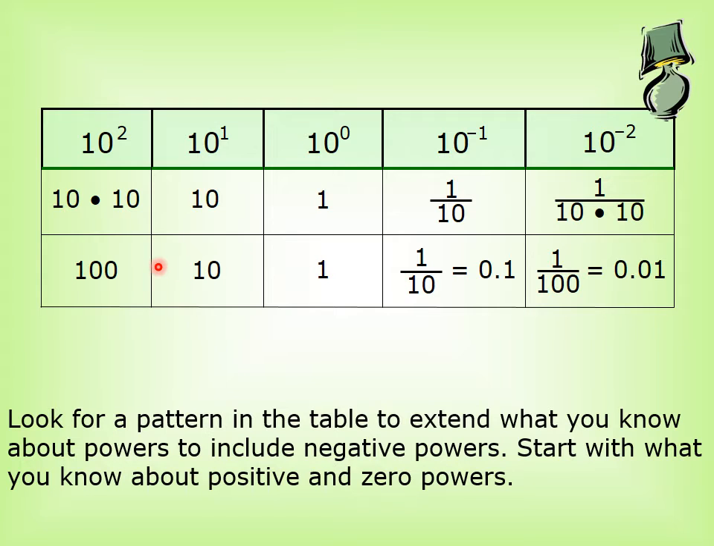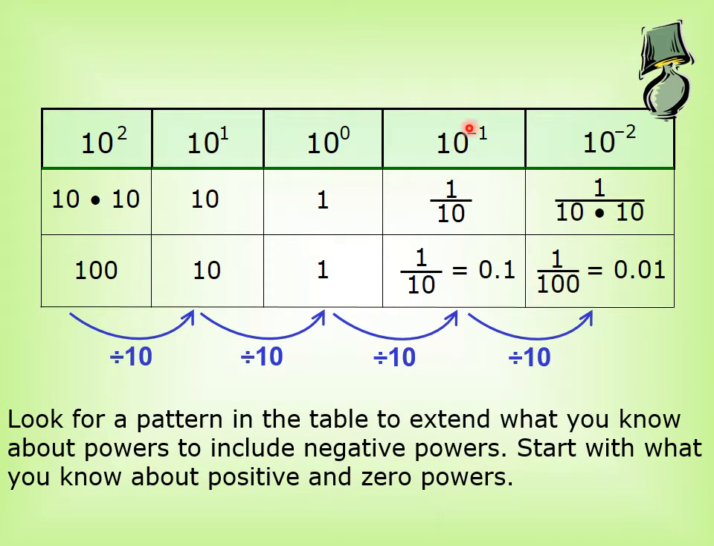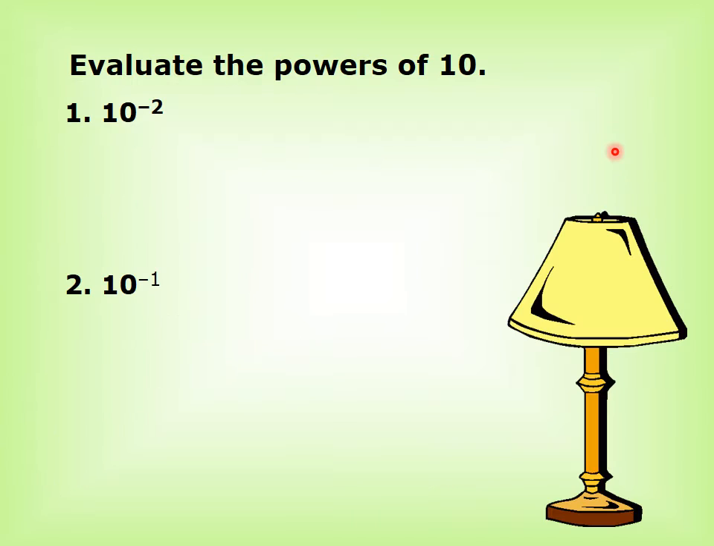Here we notice that each time we are dividing by 10. So 10 power negative 1 equals 1 over 10, or 1 divided by 10 equals 0.1, and 10 power negative 2 equals 1 over 100, or 1 divided by 100 equals 0.01.